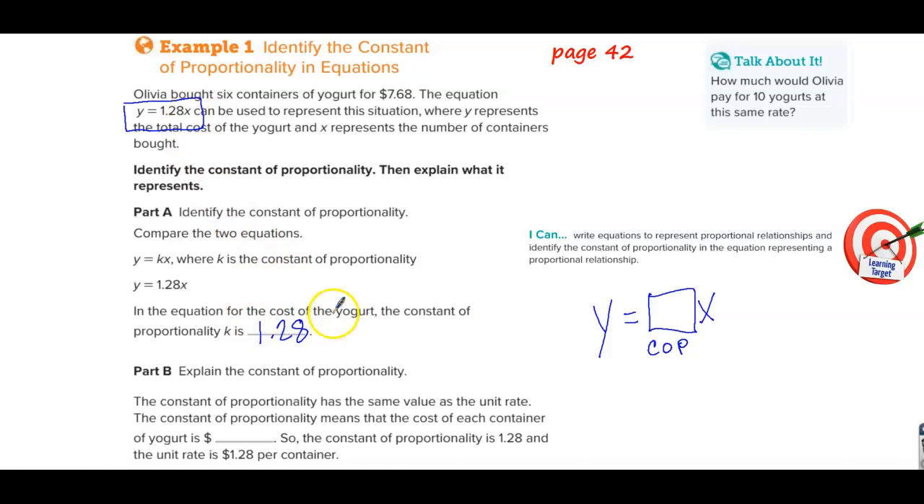What does that represent? It represents the cost of 1 container of yogurt, okay? It's a unit rate, $1.28 for 1, whereas up here we had $7.68 for 6. The constant of proportionality has the same value as the unit rate, which tells us that 1 container of yogurt costs $1.28.